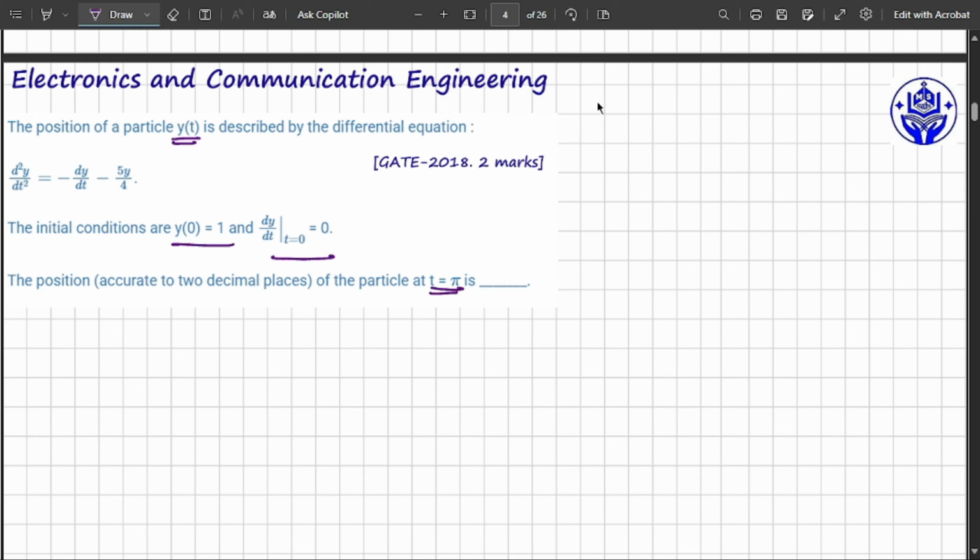Okay, so we have a differential equation like this: y double dash plus y dash plus 5 by 4 y is equals to 0, and the auxiliary equation is m square plus m plus 5 by 4 is equals to 0.